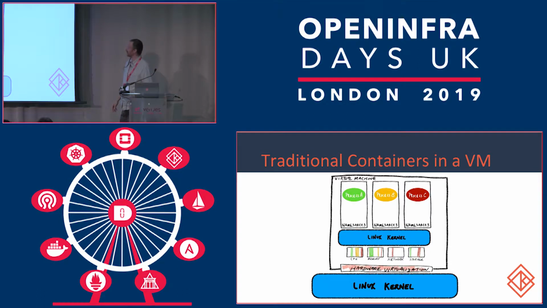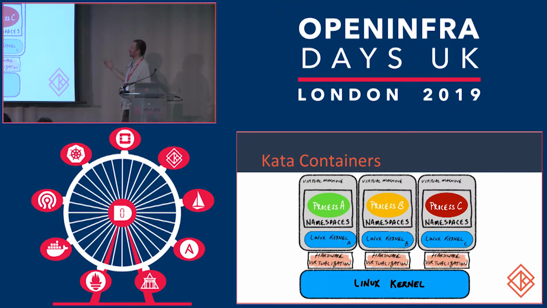Kata places each individual container, and I'll use the phrase container and pod fairly interchangeably. If you're on Docker, it's a container. If you're on Kubernetes, it's probably a pod, which may have one or more containers. So we run each pod inside a VM on the one host.